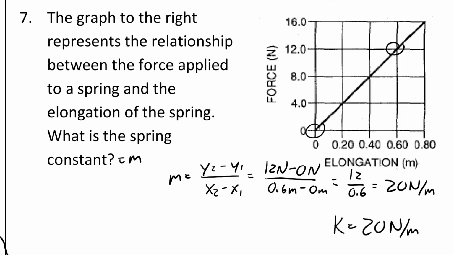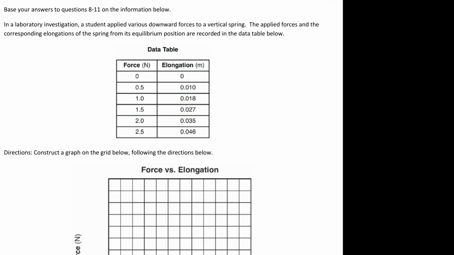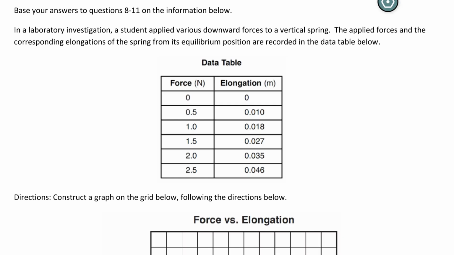Okay, number 8. 8 through 11, actually. Okay, so this is definitely a Regents question. And I just realized that my thing is a little bit off here. Hold on. That's better. Okay, it says, in a laboratory investigation, a student applied various downward forces to a vertical spring. The applied forces and the corresponding elongations of the spring from its equilibrium position are recorded in the data table below. So they tell you, it's basically this setup.